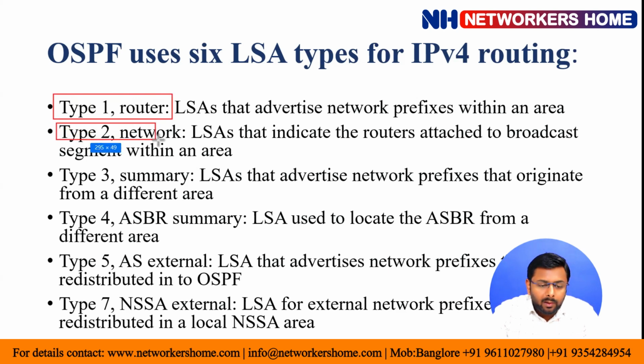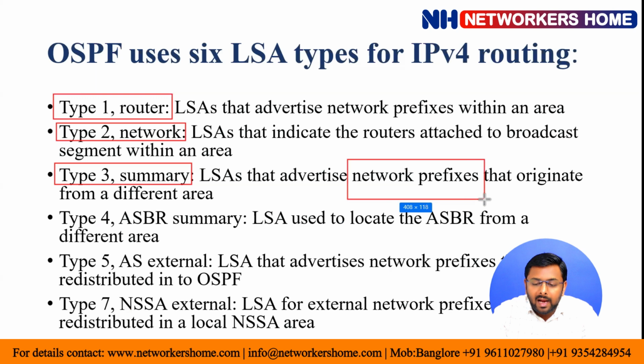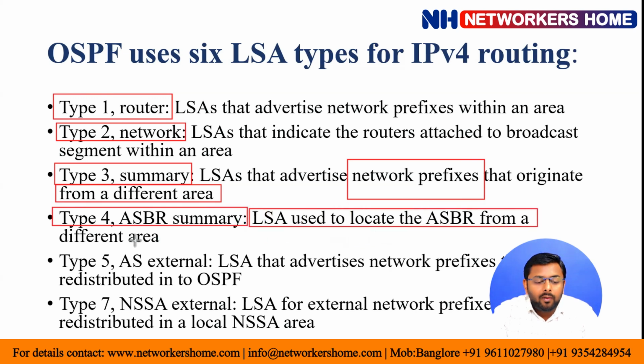Then type 2 is what? Network LSA, which indicates the routers attached to broadcast segments within an area. And this will be advertised by the DR routers. Type 3 is a summary LSA that advertises network prefixes that originate from a different area. It is advertised by the ABR, area border routers. Type 4 is ASBR summary, an LSA used to locate the ASBR from a different area. And this type 4 will also be exchanged by the ABR router only.